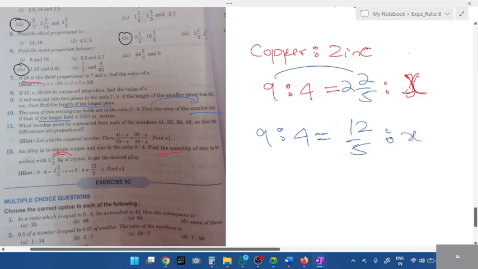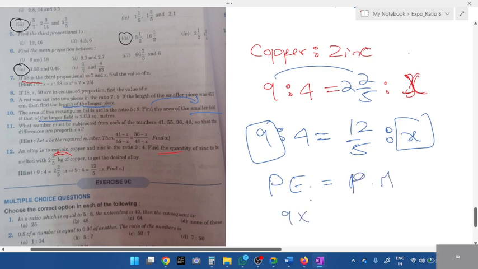Where is X? Is it in the mean position or extreme position? Extreme. See, whichever is in the last, we call it extreme. Where is X, mean or extreme? Extreme. So write the formula like this: product of extremes is equal to product of means. 9 into X, that is 9X. 9X is equal to 4 into 2 by 5.